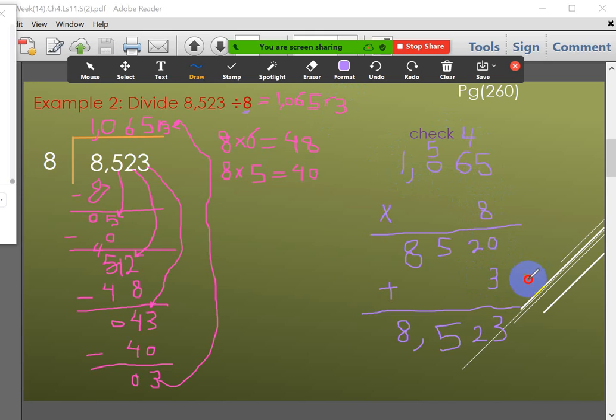This is the R. Okay? So if the answer is the same as the dividend, that means the quotient is correct. Okay, girls? The quotient is correct. Any question? No. No, Noura. Okay, if you have any question, please type the question in the chat.